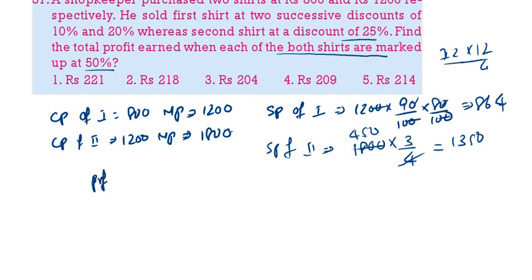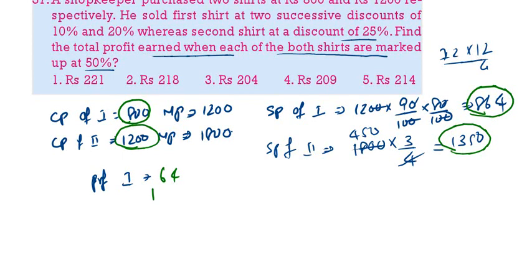Now what is the profit of the first one? So find the total profit. The cost price 800, selling price 864. So profit on first is 64. Second price 1200, selling 1350, profit 150. Total we are getting 214 rupees profit. 214 means option will be 5. Option is 5. Next one.